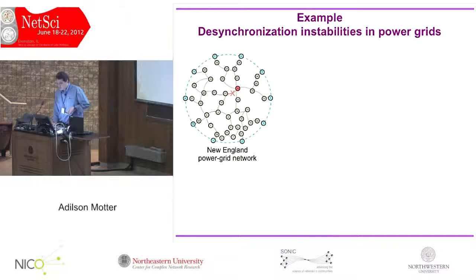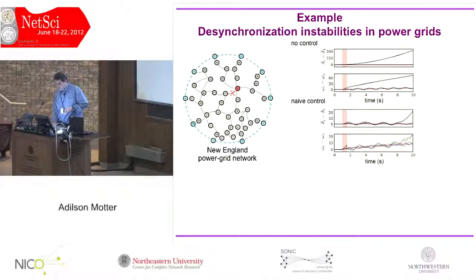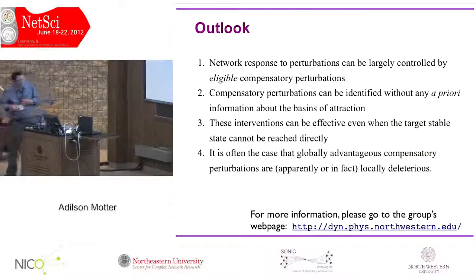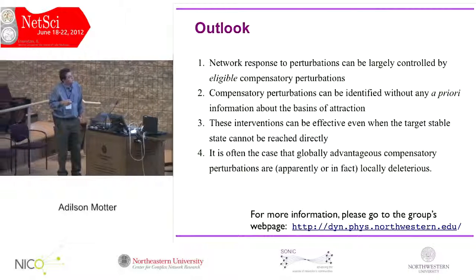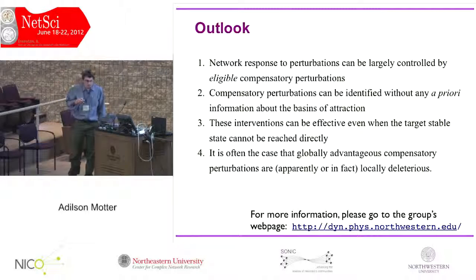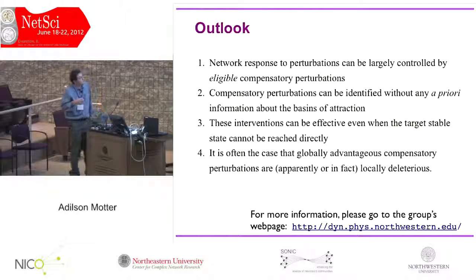We have also been using this to study the control of power grid networks, which is another example I won't be able to discuss in detail, and the impact of invasive species in ecosystems. So the conclusion then is the following. Network response to perturbations can, to a large extent, be controlled by compensatory perturbations. This type of perturbation can be identified without knowing anything about the basin of attraction, other than the attractor itself that's known to be inside the basin of attraction.